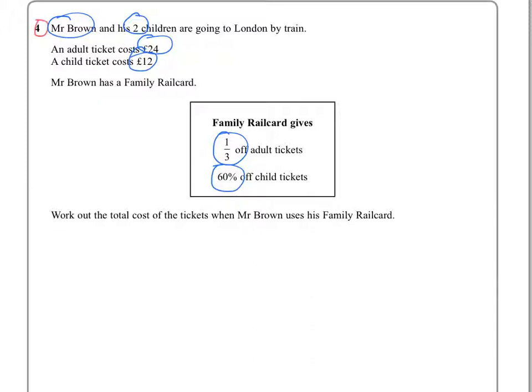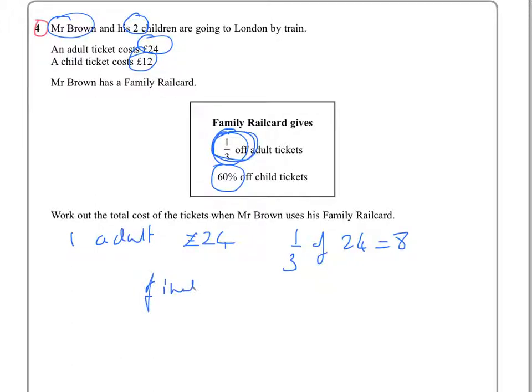So we need 1 adult ticket for £24, and we get a third off that adult ticket. Well, 1/3 of £24 is 8, and we get a third off, so the cost is going to be 24, take away 8, so that's £16 for the adult ticket.